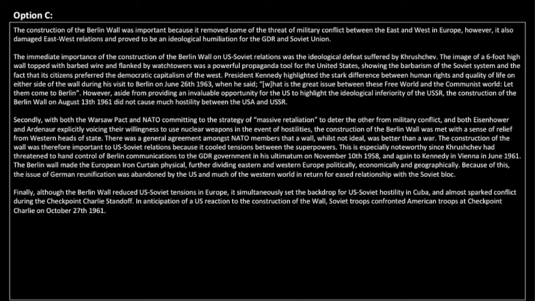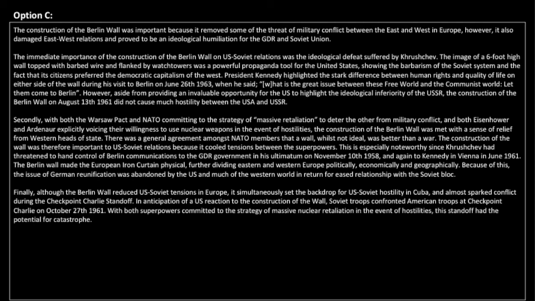Finally, although the Berlin Wall reduced US-Soviet tensions in Europe, it simultaneously set the backdrop for US-Soviet hostility in Cuba and almost sparked conflict during the Checkpoint Charlie standoff. In anticipation of a US reaction to the construction of the wall, Soviet troops confronted American troops at Checkpoint Charlie on October 27, 1961. With both superpowers committing to the strategy of massive nuclear retaliation in the event of hostilities, this standoff had the potential for catastrophe. It took diplomats 18 hours to negotiate a withdrawal of troops on both sides and defuse the situation.